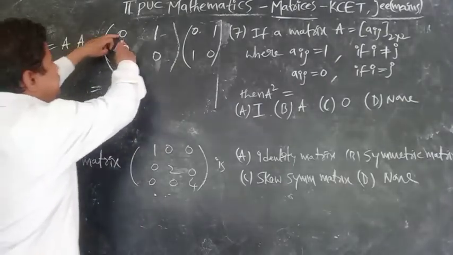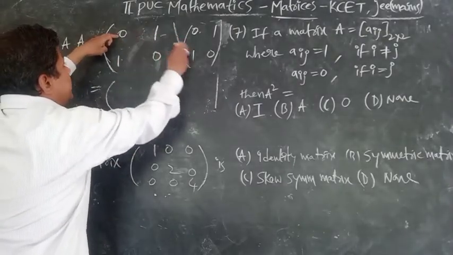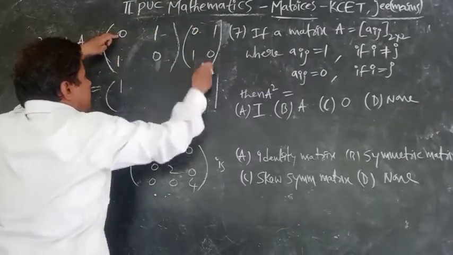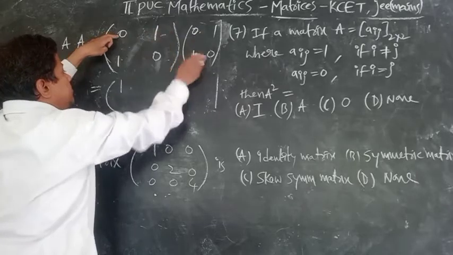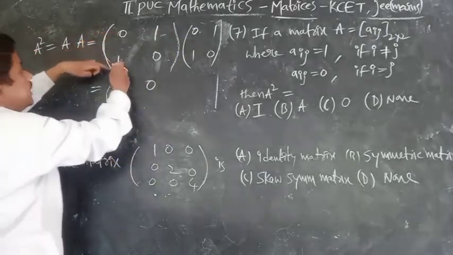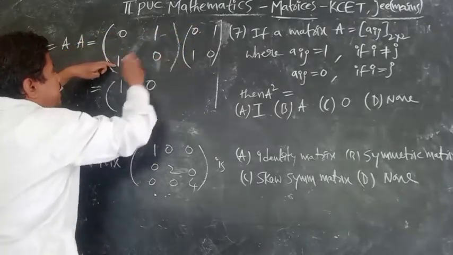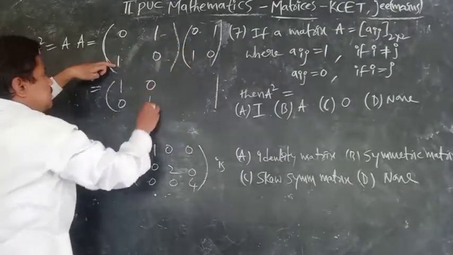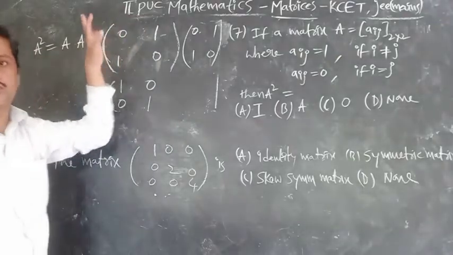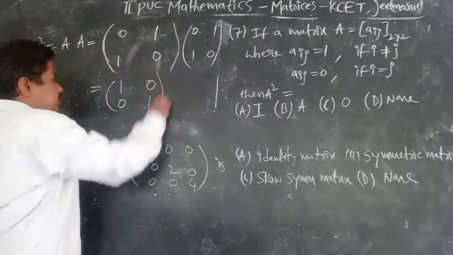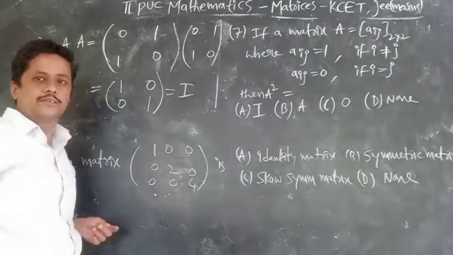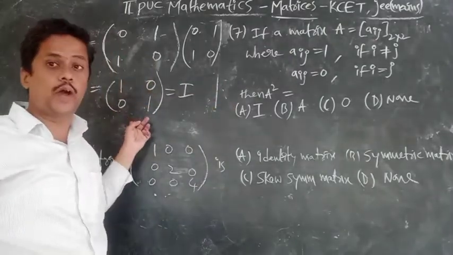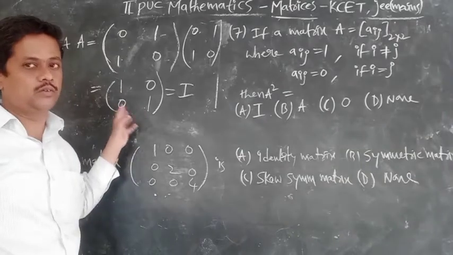So 0 into 0, 0, 1 into 1, 1, so 1. Okay. Next, first row, second column. 0 into 1, 0, 1 into 0, 0, so 0. Okay. Next, second row, first column. 1 into 0, 0, 0 into 1, 0, so 0. 1 into 1, 1. 0 into 0, 0. So what is this? 1, 0, 0, 1 is the identity matrix. Already done now. Remember, 1 0 0 1 is a 2 by 2 identity matrix, very very important. Okay, so this is right.